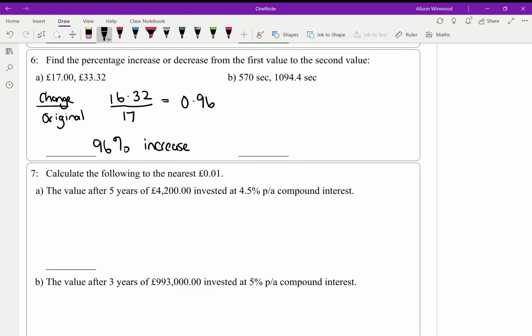Second one, so the change from 570 up to 1094.4 is 524.4. Compare that to the original, and we get 0.92 as a decimal, so that's 92%, and again it's got bigger, so it's an increase.